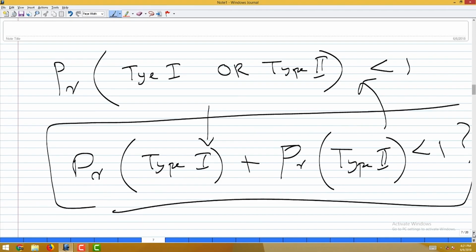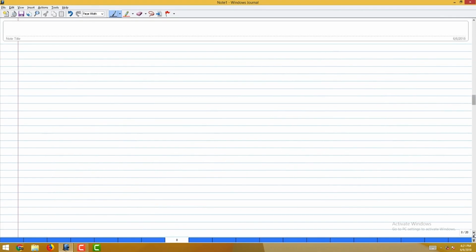And then, do you agree with me that both events should have the same probability? Let us look at the probability of the first type of event, the probability of type 1 happening. That means there exists a clique of cardinality k. So, how do we do that?